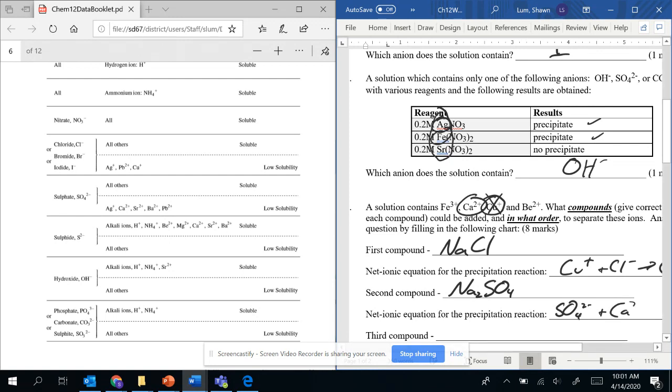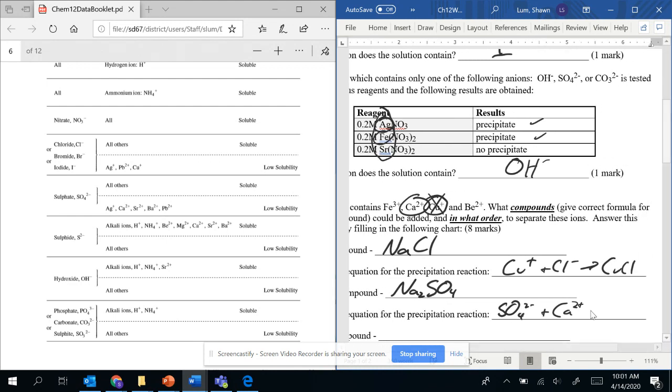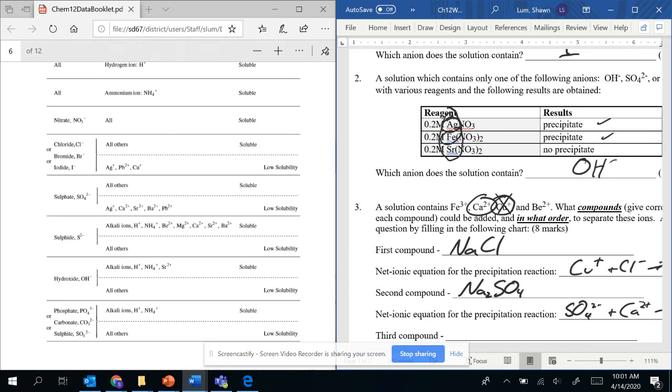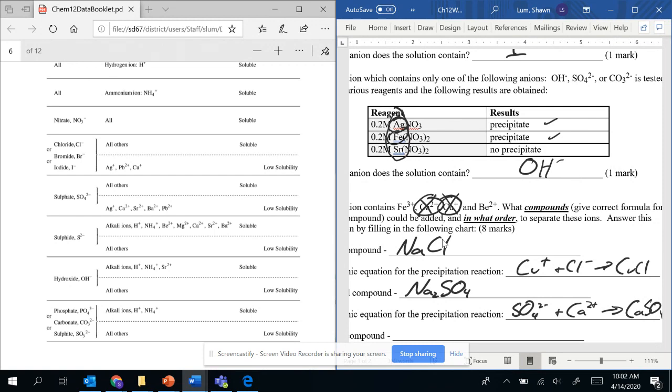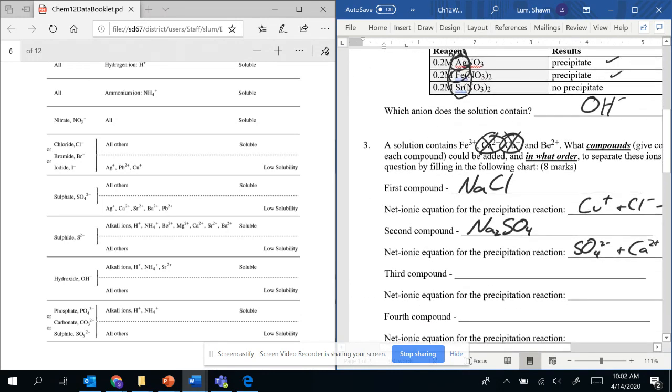So Ca2+ turns into CaSO4. Okay, so we've eliminated that one now. Technically, we could have had these ones switched. It doesn't matter which one of these we started with, because we could have taken out the Ca first or this one first. So both would have been right in that one.